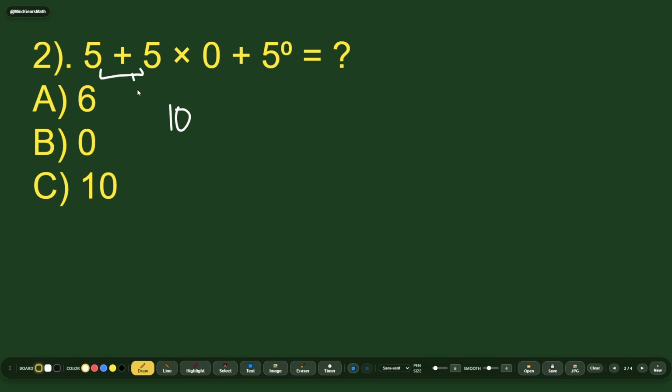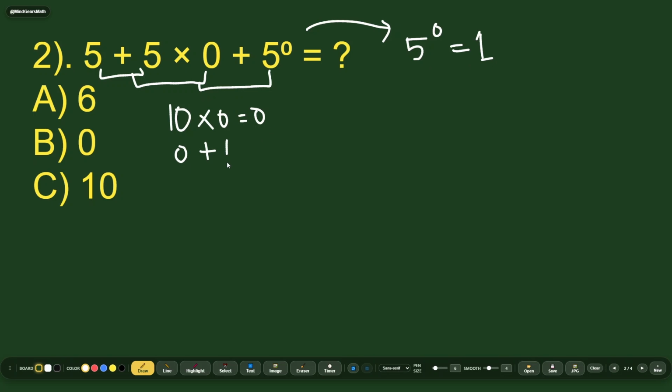5 plus 5 equals 10, then 10 times 0 is equal to 0, and don't forget that 5 to the power of 0 is equal to 1, so 0 plus 1 is 1. But you know this is the wrong answer.